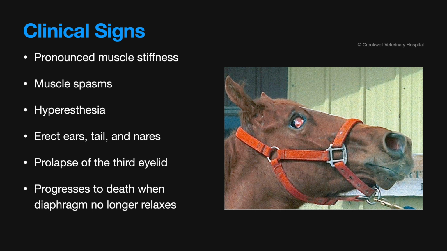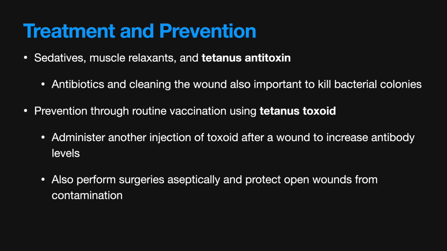Clinical signs of tetanus include pronounced muscle rigidity, muscle spasms, hyperesthesia, erect ears, tail, and nares, and prolapse of the third eyelid. The disease eventually progresses to death when the diaphragm no longer relaxes appropriately. Treatment for tetanus primarily involves sedatives, muscle relaxants, and giving tetanus antitoxin. Antibiotics and cleaning the affected wound thoroughly can also help with treatment by killing off the bacterial colonies.